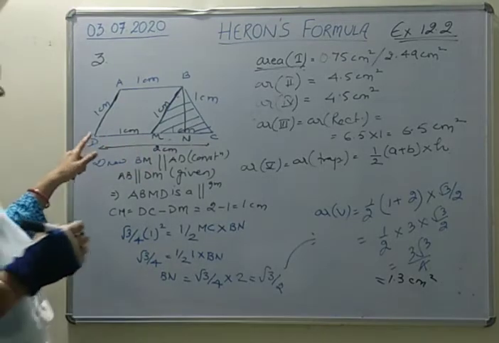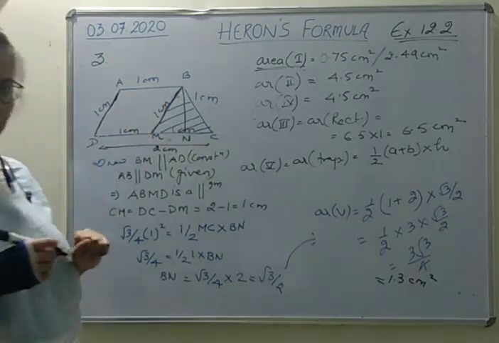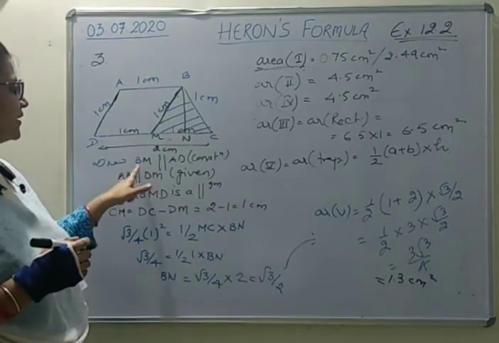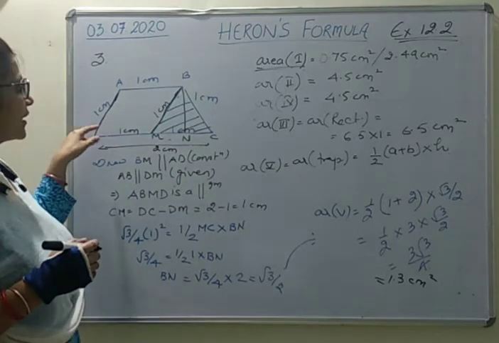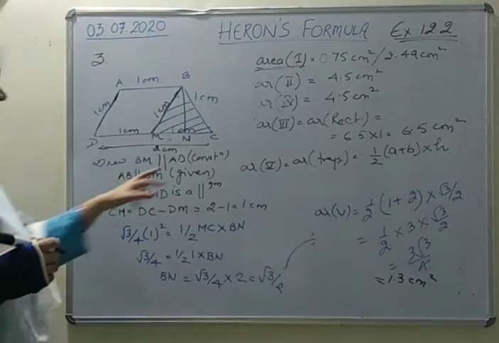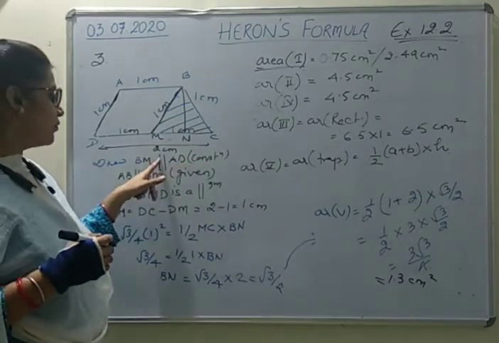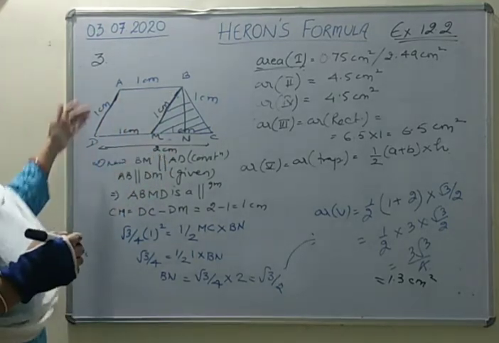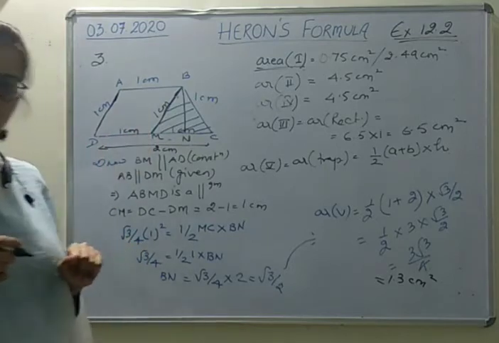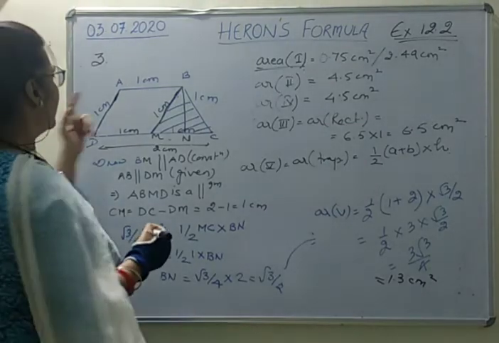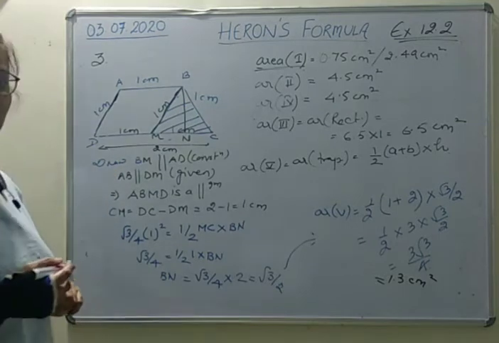it will be a parallelogram. Why? Because AB is parallel to DM. This is given, and we have constructed AD parallel to BM. So by construction, है ना, ये construction किया. So because of these 2 points, what we have got, AB parallel to DM and AD parallel to BM. Okay. Now, when the opposite sides of a quadrilateral are parallel, then it is a parallelogram. So thus we have got ABMD is a parallelogram.